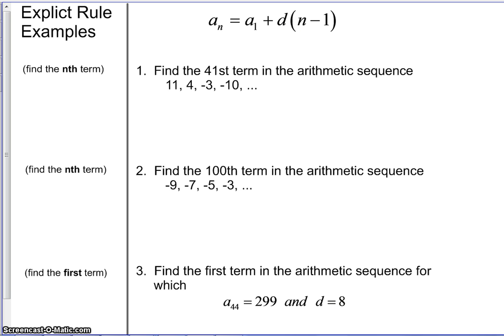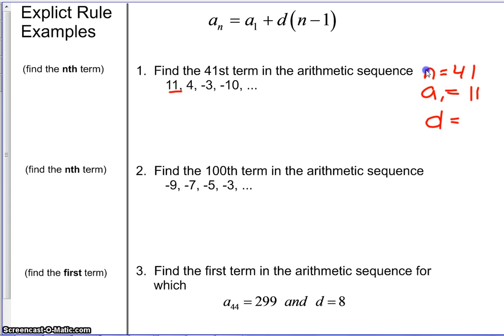So the first thing we need is what term we're looking at. And we're looking at the 41st term, so our n is 41. Our first term here of this sequence, you can see right here, is the 11. So our a sub 1 is the 11. Next thing we have to do is calculate our d, and then we're going to have everything we need to find the answer.